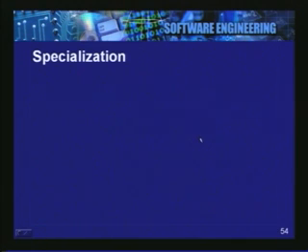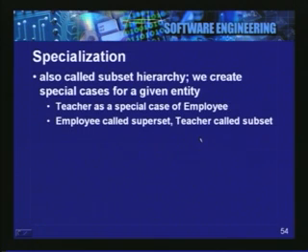Now let us consider the specialization example, which is the reverse of generalization. This is also called subset hierarchy. Here we start with an entity, and then we find that we can create some special cases of that entity, so that we can prepare a better ER diagram and we can indicate the roles that those special entities play. Now here is an example.